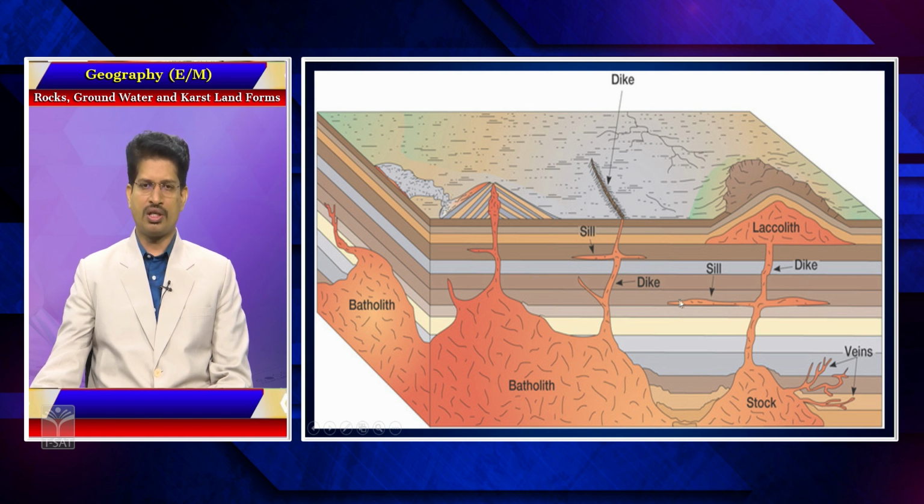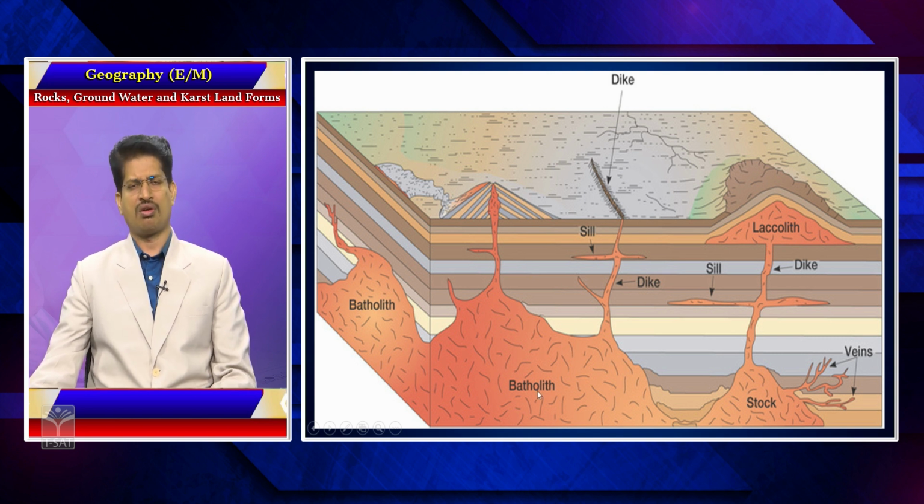So, when it is horizontal, it is a sill. When it is vertical, we call it a dike. But the reason for the formation is the solidified magma. When it is dome-shaped, it is known as a laccolith. A larger structure solidified from magma is known as a batholith, which sometimes runs across some hundreds of kilometers. A small batholith is known as a stock.